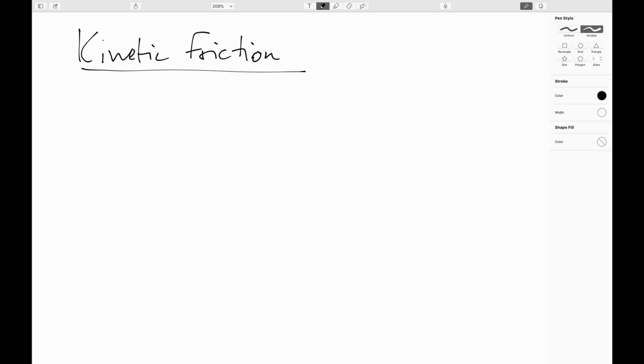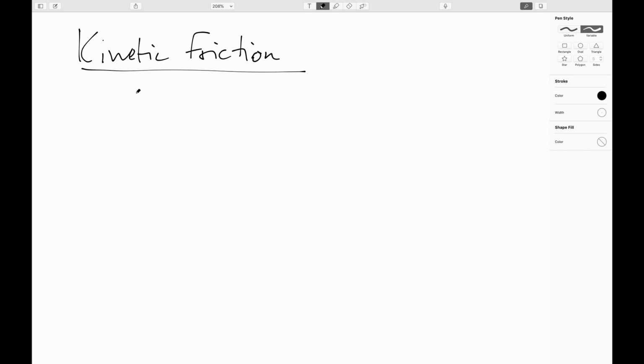So in the last video, we took a look at our model for static friction. And here we're going to take a look at kinetic friction and talk a bit about rolling friction and how that differs from static friction with wheels. So anyway, let's take a look at kinetic friction first.